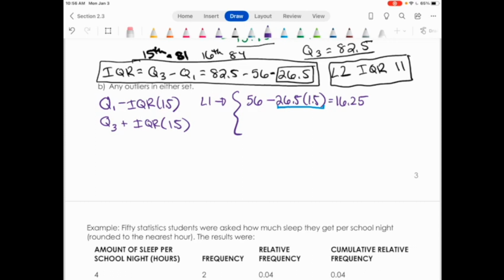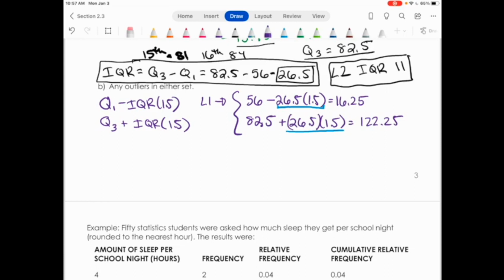Then to check to see if there's an outlier that's larger than all the other data values, you want to take your Q3. We're still looking at L1. So my Q3 for L1 was 82.5. I'm going to add my interquartile range times 1.5, which would be 26.5 times 1.5. Don't forget order of operations. You need to do this first. When we do that, whoops, this should be plus. So I'm going to take 82.5 plus 26.5 times 1.5. And when we do that, we get 122.25.